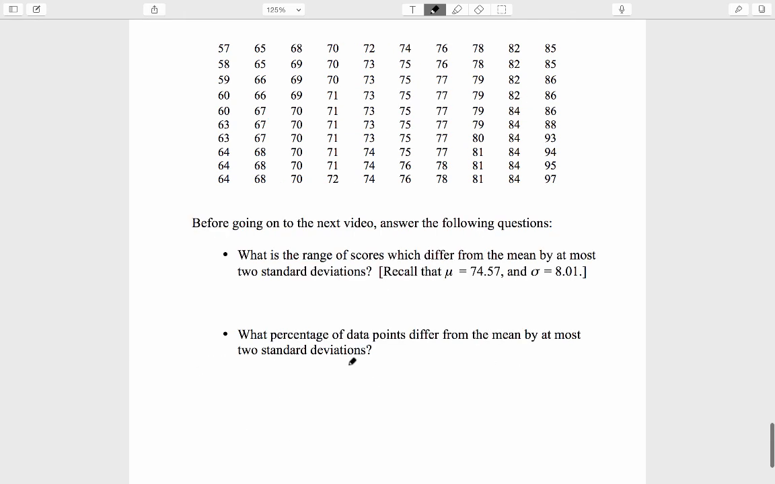Before going on to the next video, answer the following questions. What is the range of scores which differ from the mean by at most 2 standard deviations? Think what that means. They differ from the mean, they differ from 74.57 by at most 2 sigmas. After you find the range of scores differing from the mean by at most 2 standard deviations, then say what percentage of data points, what percentage of scores differ from the mean by at most 2 standard deviations.